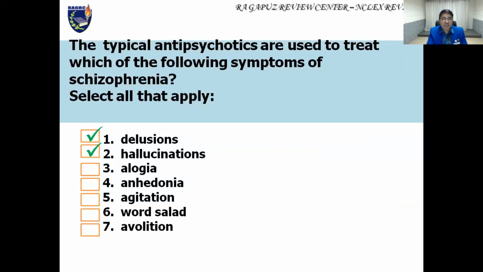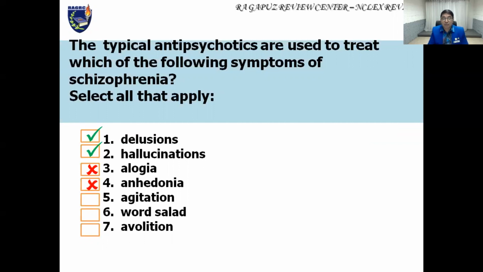Yes. Hallucinations? Yes. Alogia, the absence or lack of speech, is actually a negative symptom. So we put an X. Anhedonia, lack of interest in pleasurable things, and this could lead to social withdrawal. So that's a negative symptom. Remember, this is targeted by your atypical antipsychotics, so not typical antipsychotics. So we put an X.